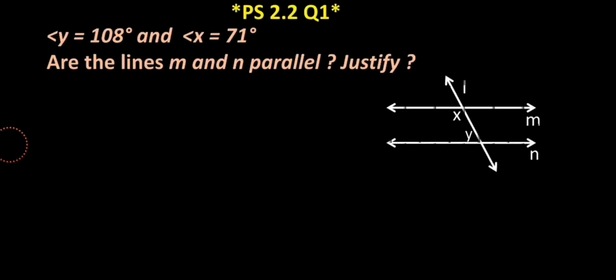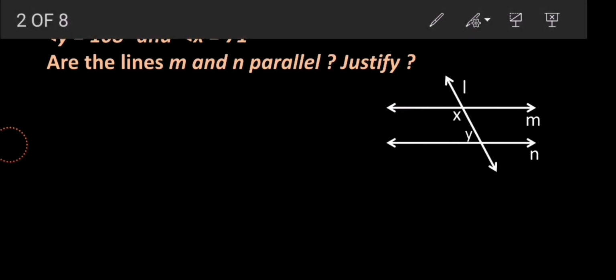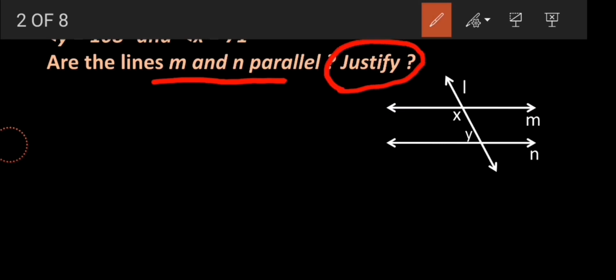In this video, we will try to understand the questions given in PS 2.2. So let's begin. Here is the first question on your screen, and this question says angle Y is 108 degree and angle X is 71 degree, and I need to justify whether line M and N are parallel to each other or not. Okay, line M and N parallel or not, and then we have to justify it.